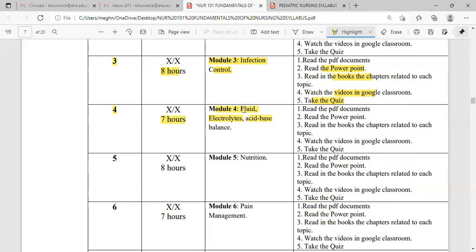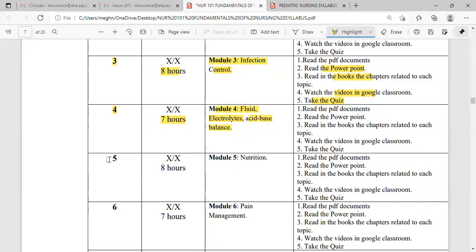So, the NCLEX board, due to some unknown reason, likes to ask questions about electrolytes. We can provide a wonderful one-page note on every electrolyte imbalance: signs, symptoms, the key points, and NCLEX high yield. Everything as a note we will provide you. Also, acid-base balance. If you do not know acid-base balance, fluid and electrolytes, or infection control, it is good not to go for the board exam.